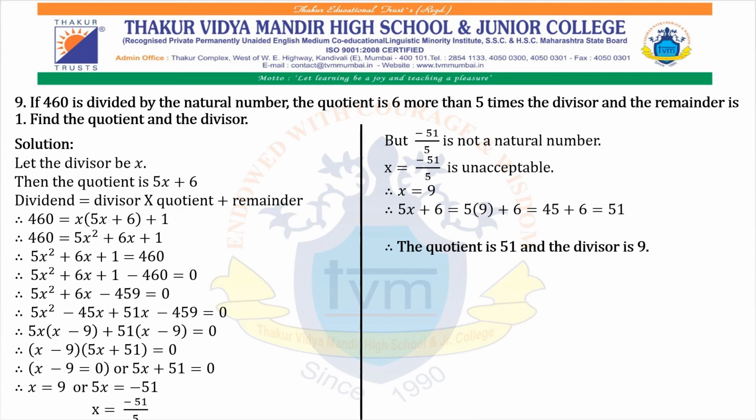But minus 51 upon 5 is not a natural number. Therefore, x is equal to minus 51 upon 5 is unacceptable. Therefore, x is equal to 9. Therefore, 5x plus 6 is 5 into 9 plus 6, that is 45 plus 6 is equal to 51. Therefore, the quotient is 51 and the divisor is 9.